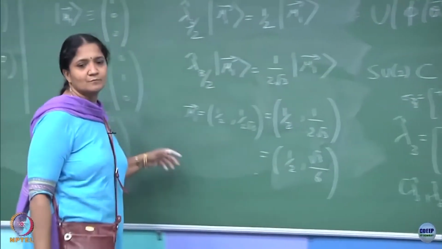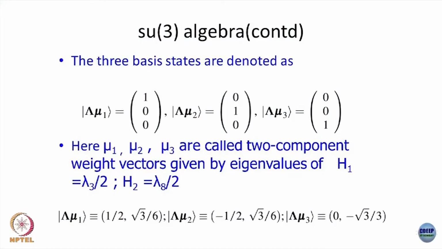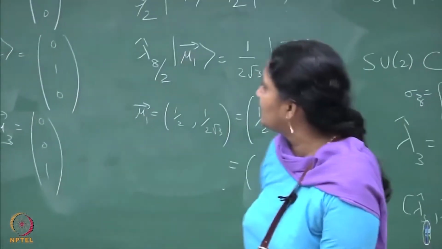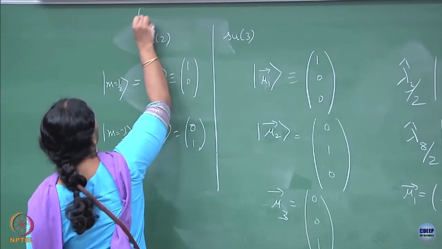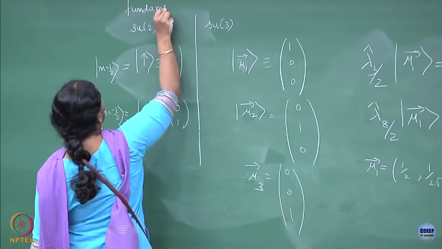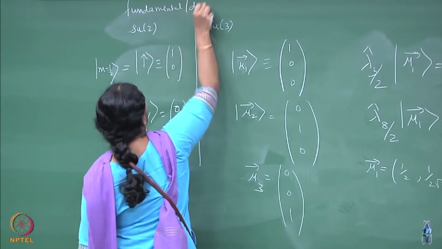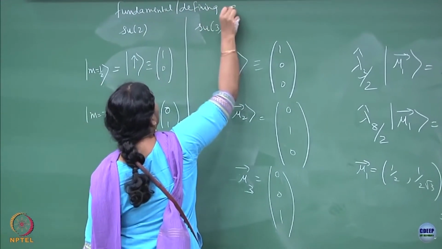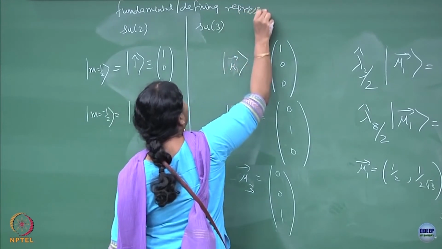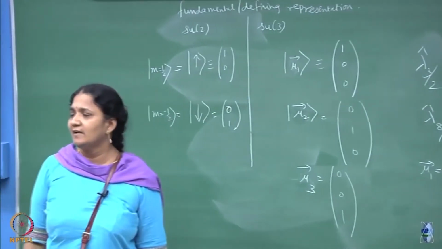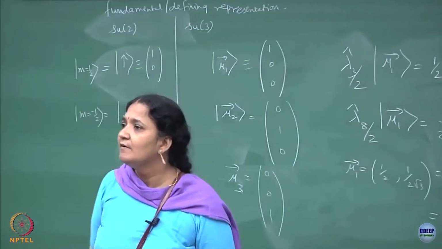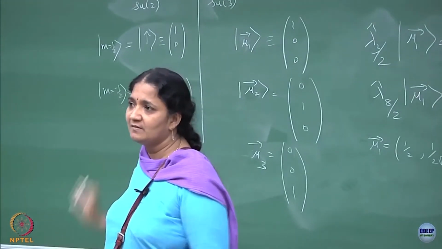This is good. Okay. So the three basis states of the lowest non-trivial representation of the SU3 algebra are also called the defining representation. All these things which I am writing are sometimes called in the literature the fundamental or defining representation, that is the lowest non-trivial representation. For SU2 it is 2 cross 2, for SU3 it is 3 cross 3.